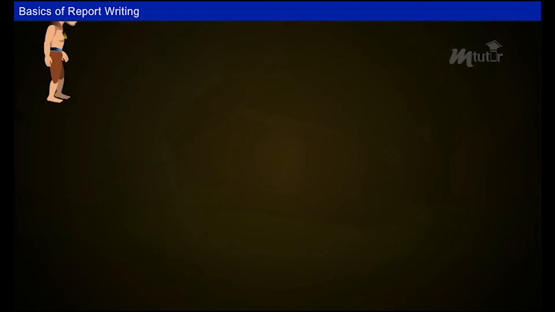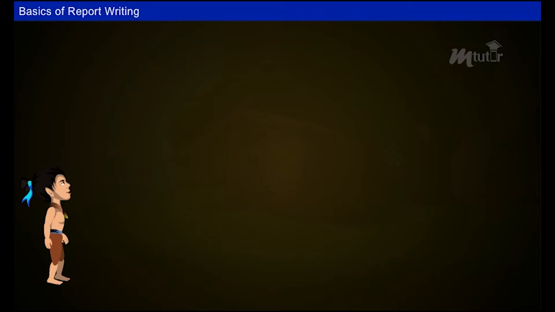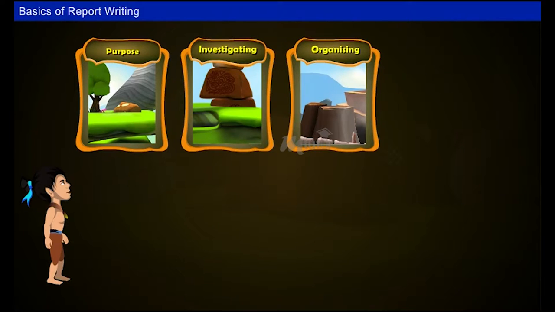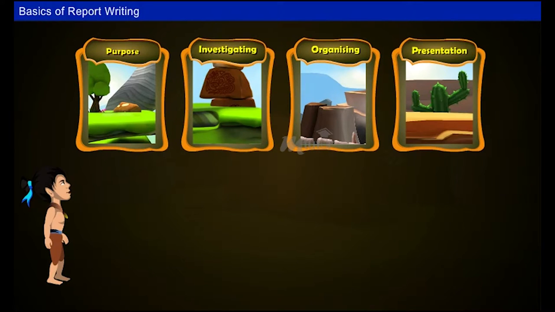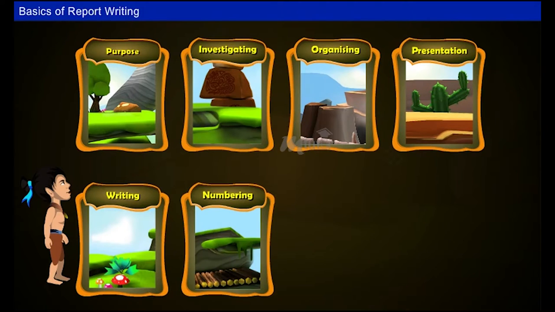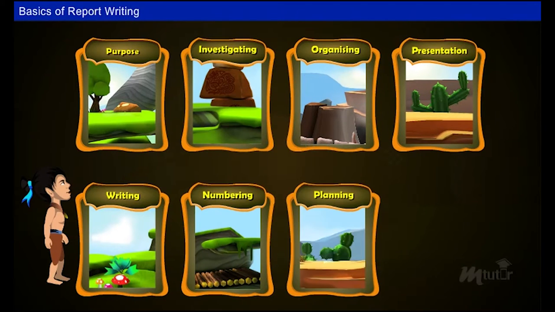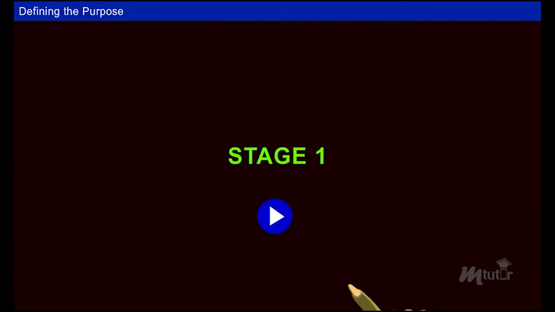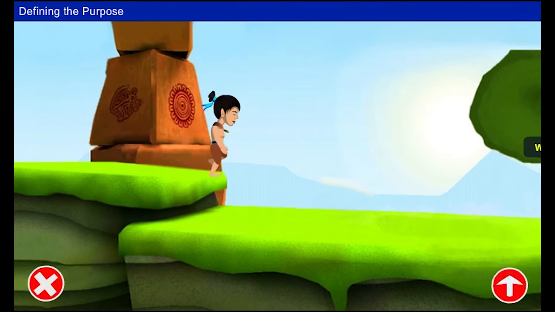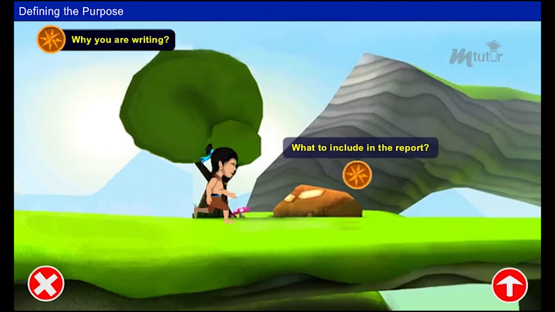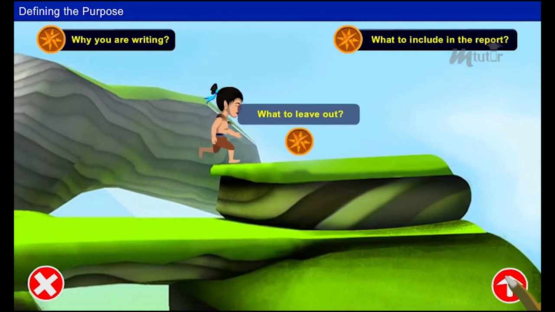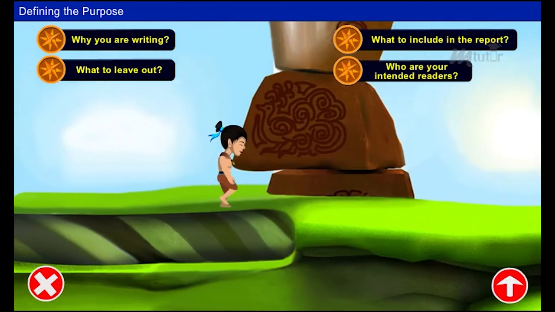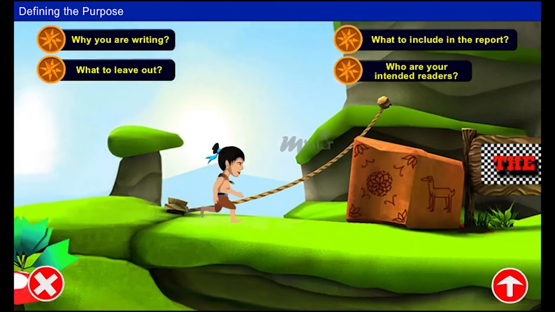The main stages of writing a report are the following: defining the purpose, investigating the topic, organizing the report into sections, order of presentation, order of writing, numbering the sections and paragraphs, planning the writing, revision. The first stage is defining the purpose. In this stage, you have to be clear about why you are writing, what to include in the report, what to leave out, and who are your intended readers. It is better to express the purpose in a single line.